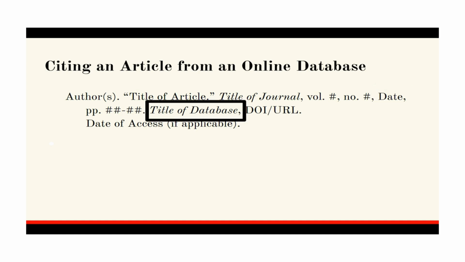The next change comes after the page range, where we include the title of the database that you accessed, italicized and in title case, followed by a comma. After this, we include a URL or, more likely, a DOI. Most database articles have a DOI instead of a URL. When you are including a DOI, you must include the HTTPS information beforehand, and this is ended with a period.